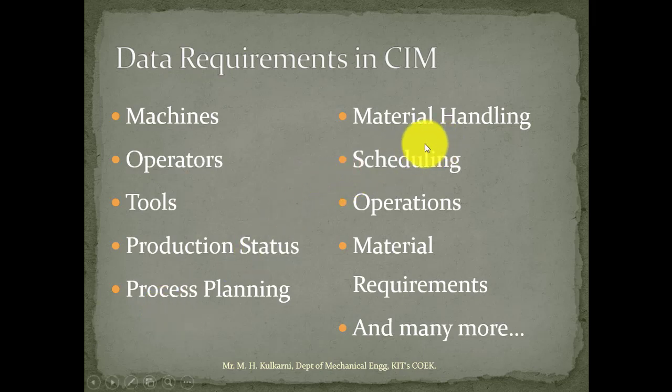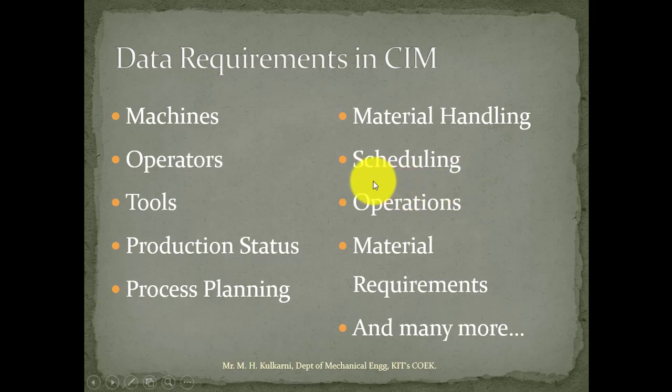It could be about material handling data. So where will product A travel from machine number 1, which is the next destination, is it machine number 3 or is it machine number 2? Those kind of material handling data. It could be about scheduling data. What do I mean by scheduling? Which job will be manufactured first, which is second, which is third. So what is the sequence of manufacturing as far as the jobs are concerned.